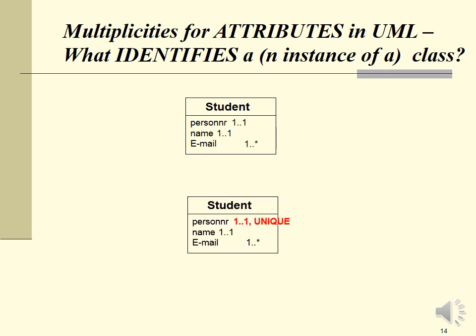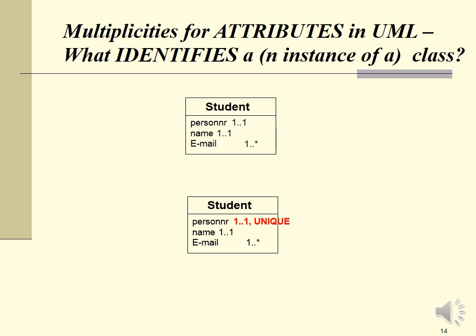I wanted to say something also about attributes that are unique. If we have a student class, and this student class has three attributes: personal number, name, and email. And we have modeled the cardinalities of the class. Then we still don't know what identifies an instance of a class.